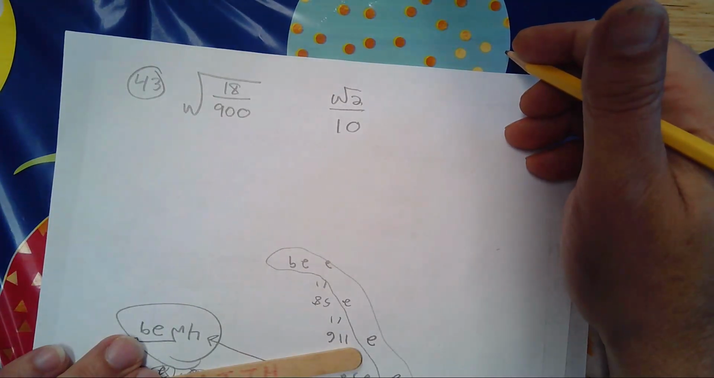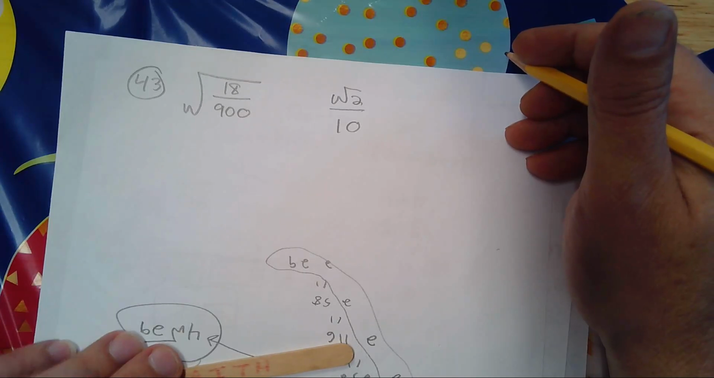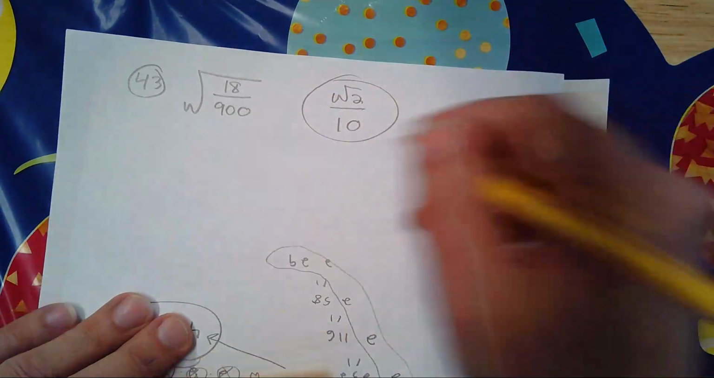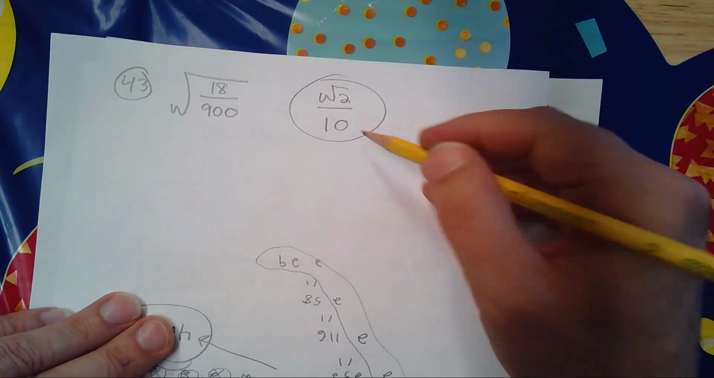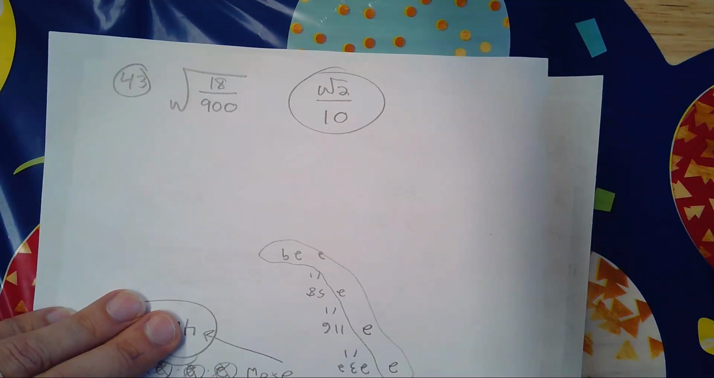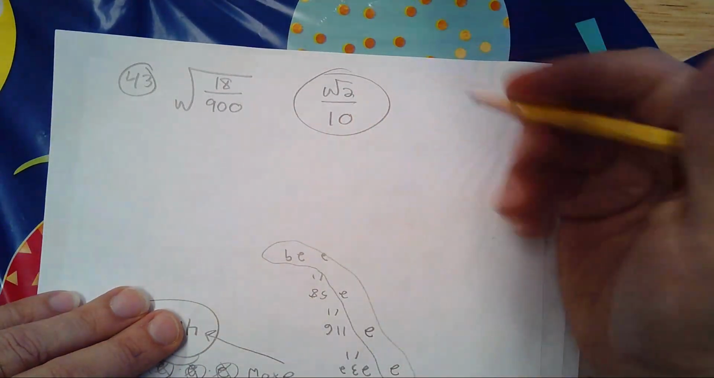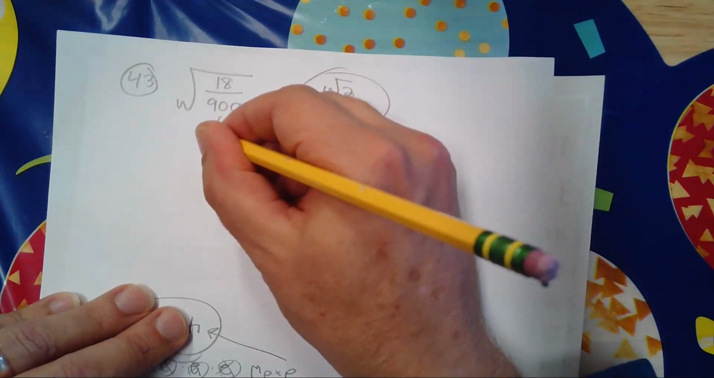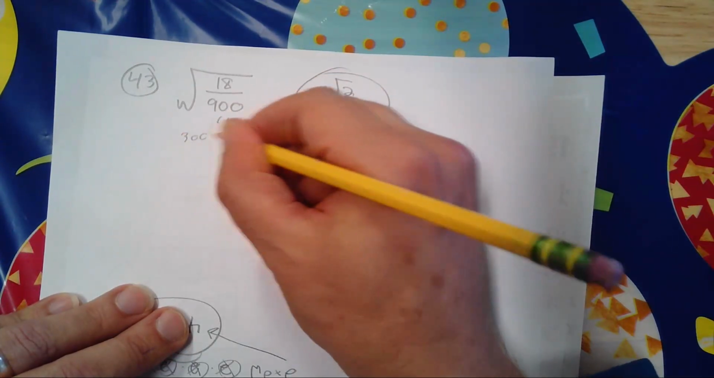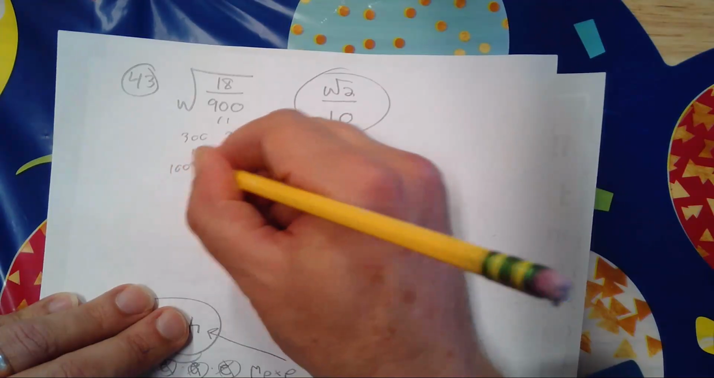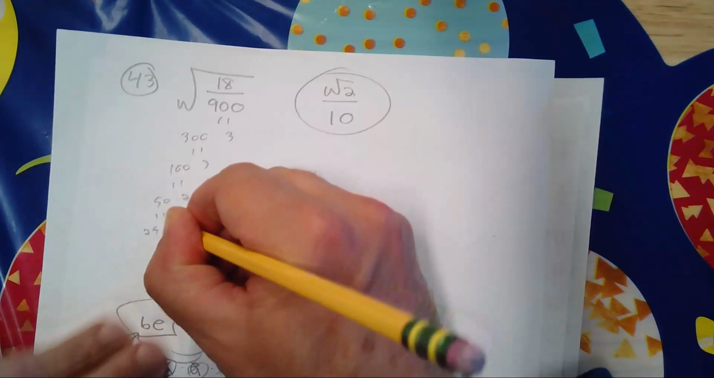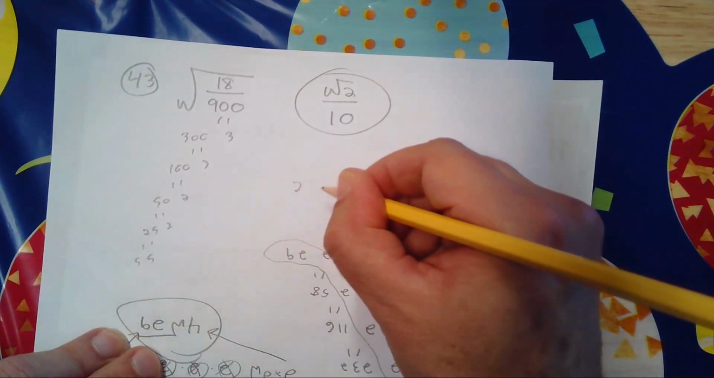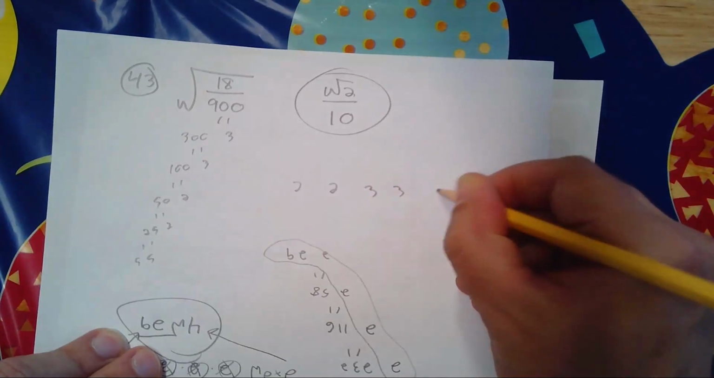The correct answer is, which one are we doing here? 43. Ding, ding, ding. Did you get either of the numbers? Did you get root 2 on top? Oh, yeah. I did get root 2 on top, and I got 10 on the bottom. I had a 3 for some reason on the top. 900. What is that? 300 times 3. 100 times 3. 50 and 2. 25 and 2. 5 and 5. Look at that. 2, 2, 3, 3, 5, 5.